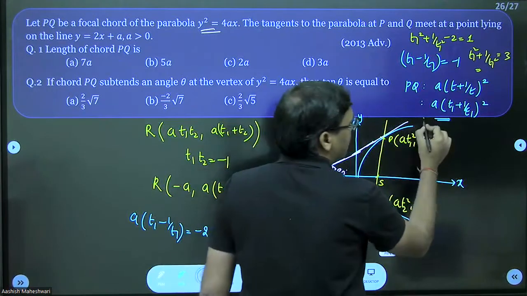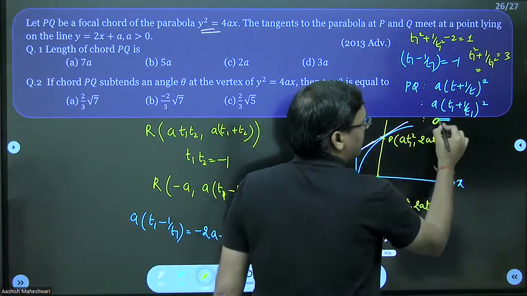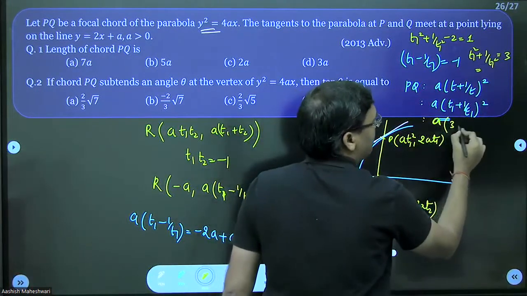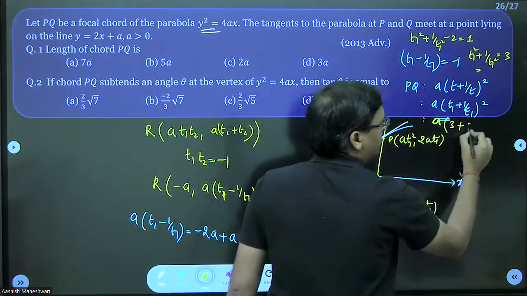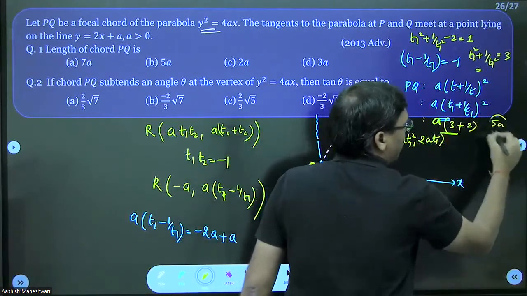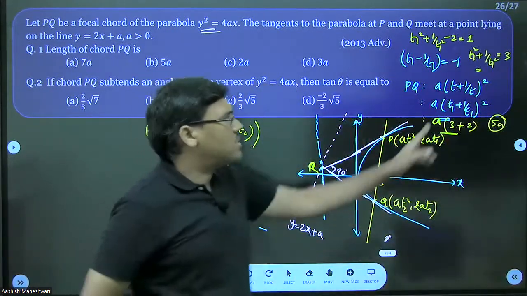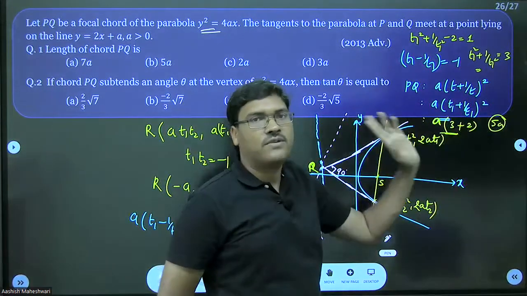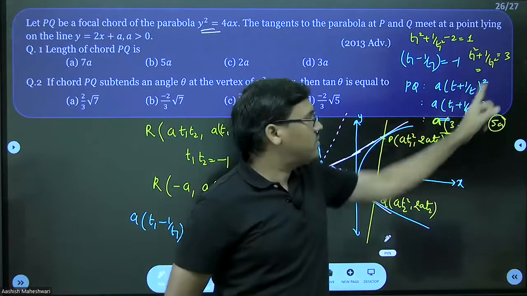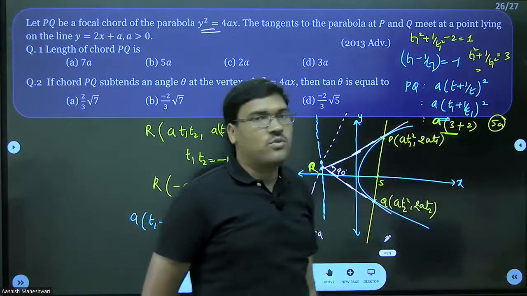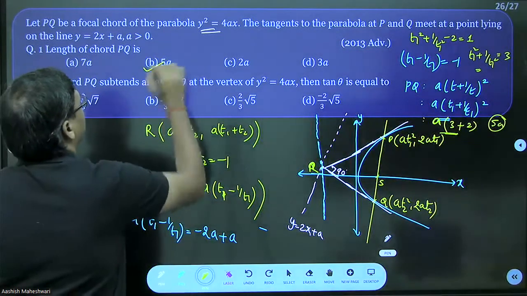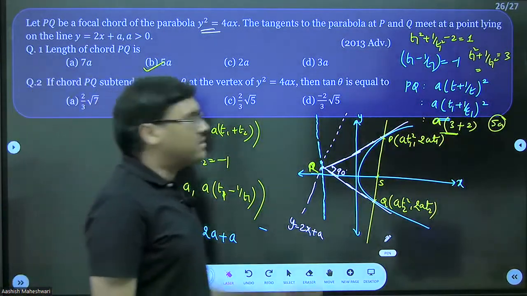So look carefully at its value. This is a (T1 square plus 1 by T1 square plus 2), whose value is 3 plus 2. So what is the answer? This is 5a. Check the calculation. If you square T1 plus 1 by T1, you get T1 square plus 1 by T1 square plus 2. The value of T1 square plus 1 by T1 square is 3, so this is 3 plus 2, that is 5. So the length of focal chord is 5a. That is option B, the answer for this question. I hope this is clear.